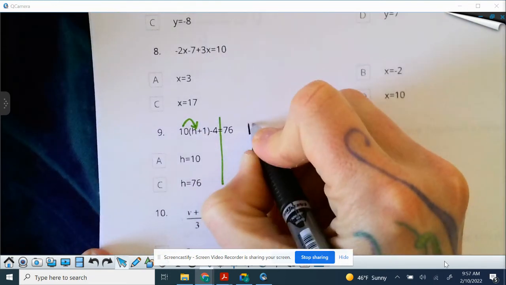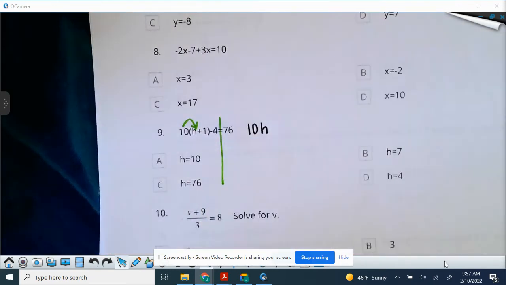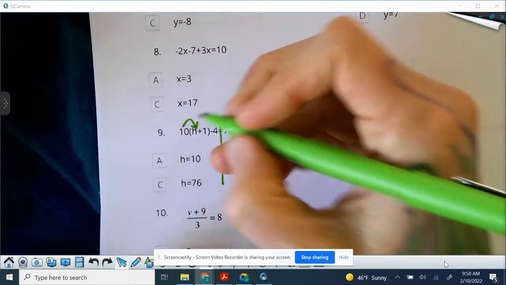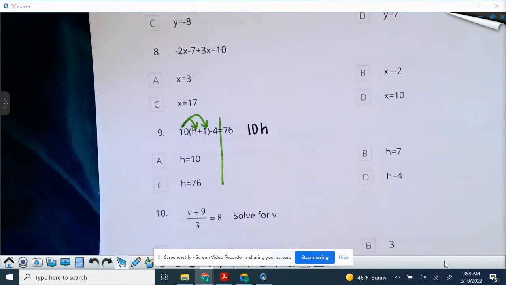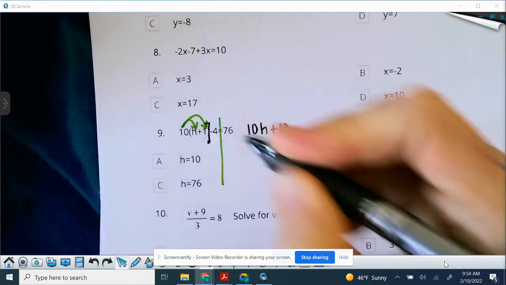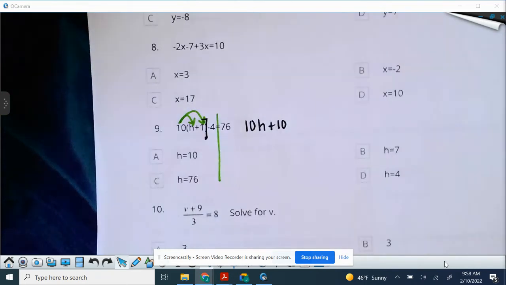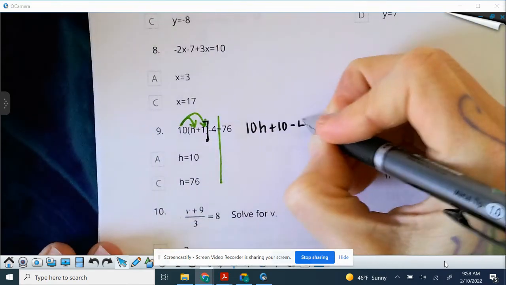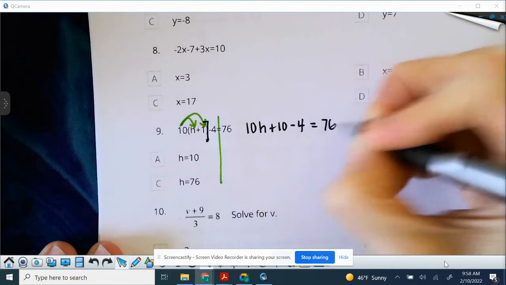So, and I hate calling them careless. I like calling them squirrels or brain hiccups. So 10 times H, 10 times 1, 10. That parentheses is your big brick wall, so you are done solving with distribution at that point, pushing through that distribution of that 10. And then after that, you're just going to write minus 4, because that's what's there, equals 76. And I've just rewritten over here.